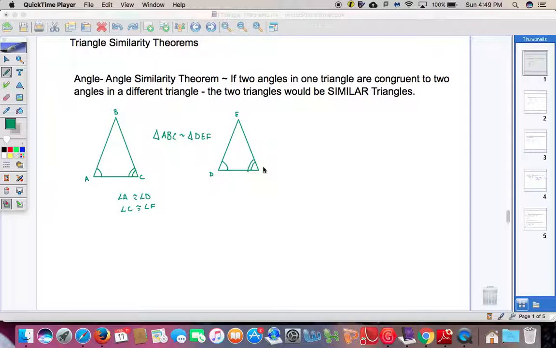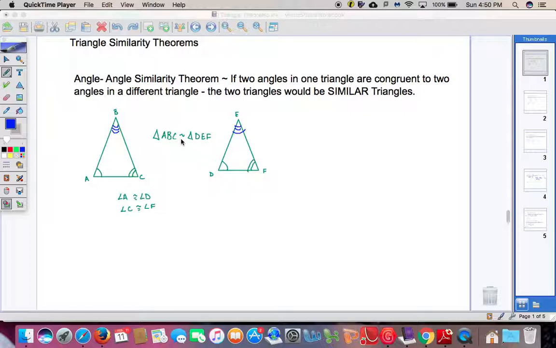Because it doesn't matter what A and C are, we know that angle A plus angle B plus angle C must equal 180 degrees. And if we are given that these two angles are congruent to these two angles, then we also know that angle B would be congruent to angle E. Okay, so we would say that these triangles are similar.